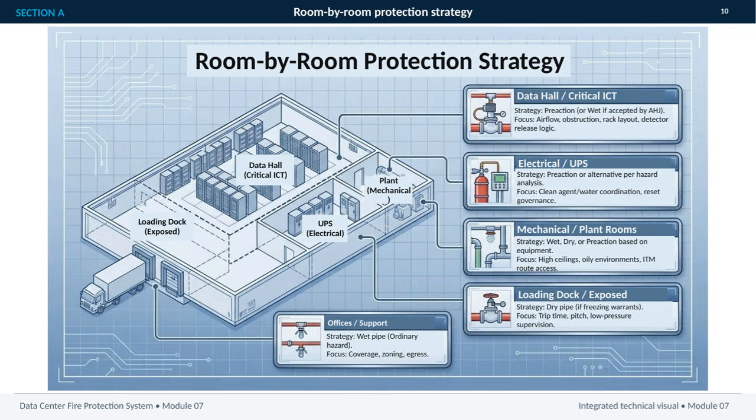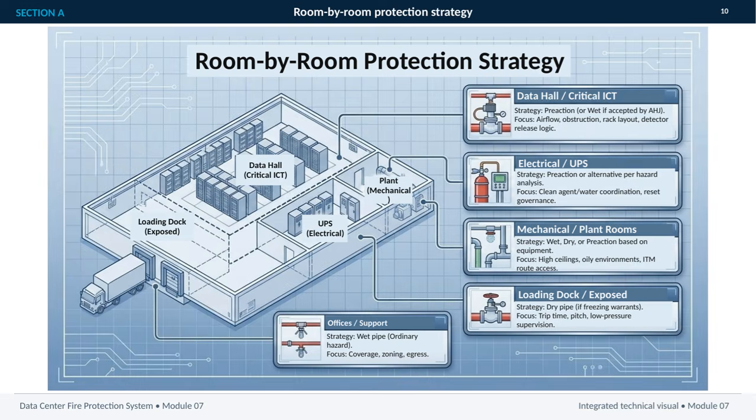For electrical and UPS areas, preaction or another option may be selected through hazard analysis. Here, coordination between clean agent and water systems is especially important, along with clear reset governance. Mechanical and plant rooms may use wet, dry, or preaction systems, depending on the equipment. High ceilings, oily environments, and access for inspection, testing, and maintenance all influence the decision.